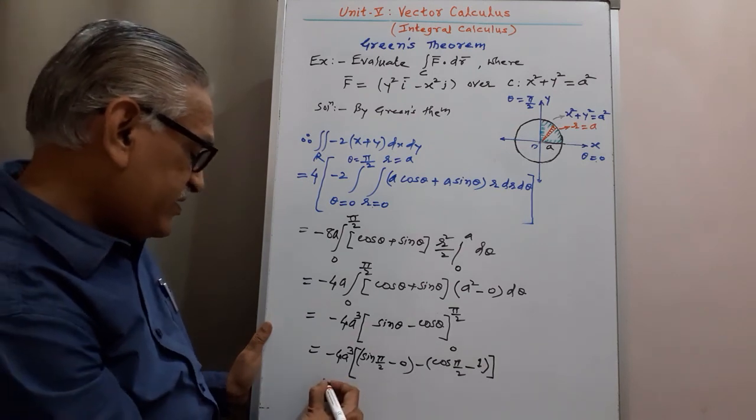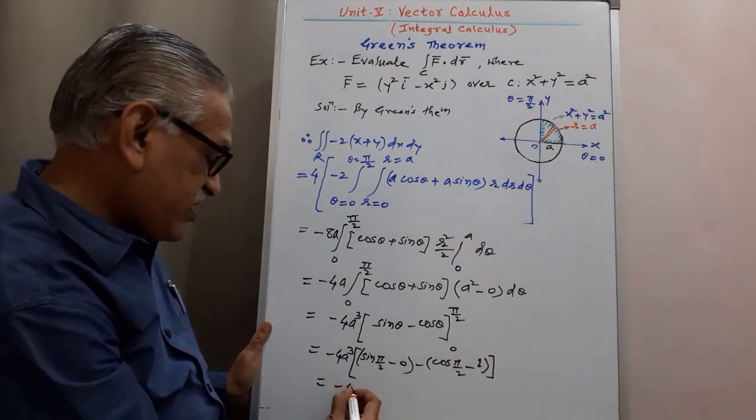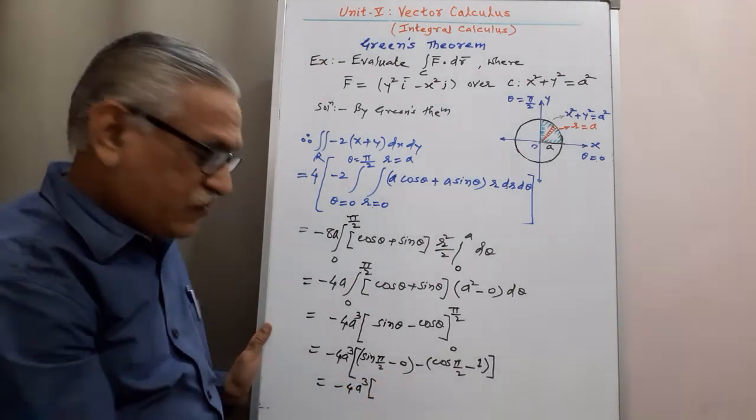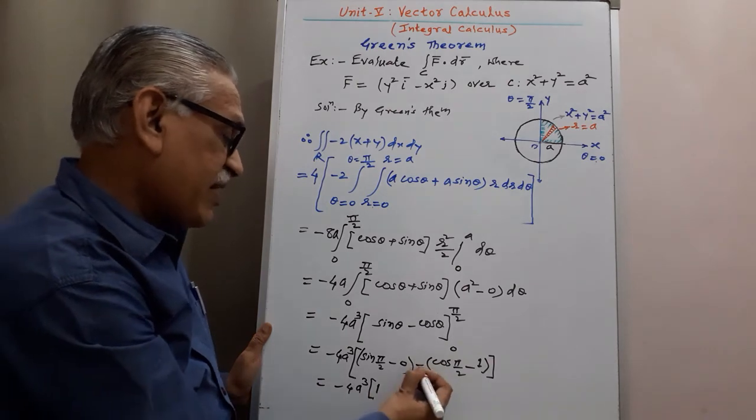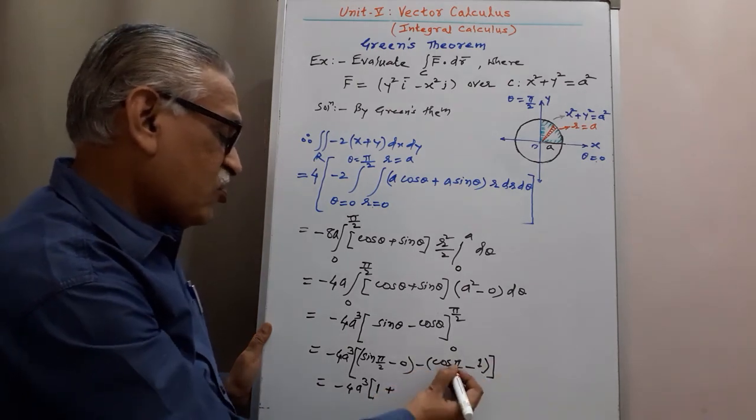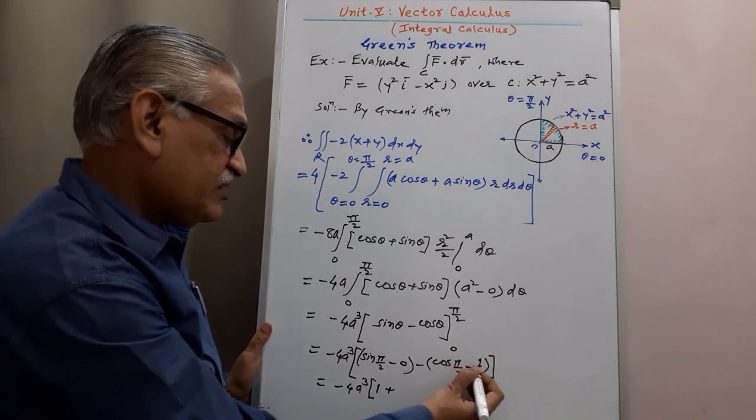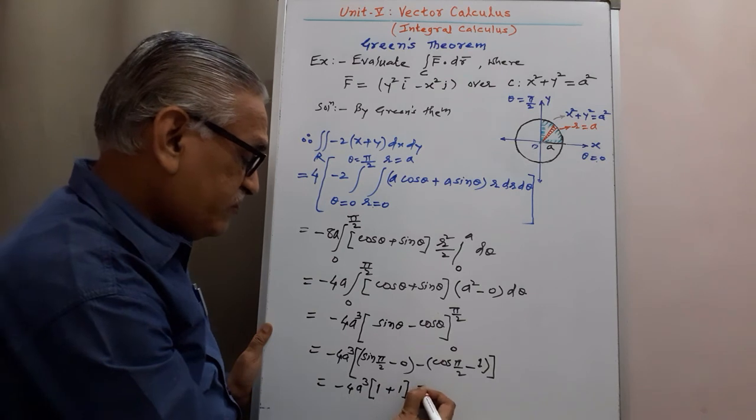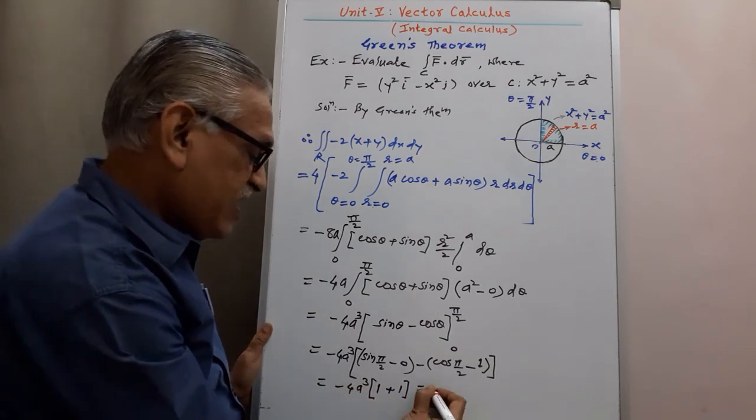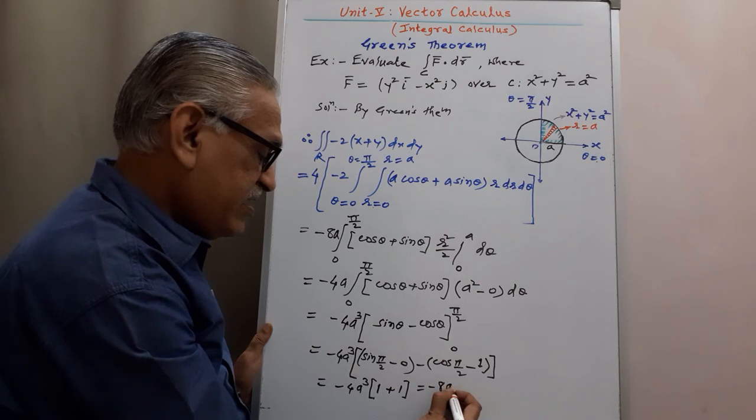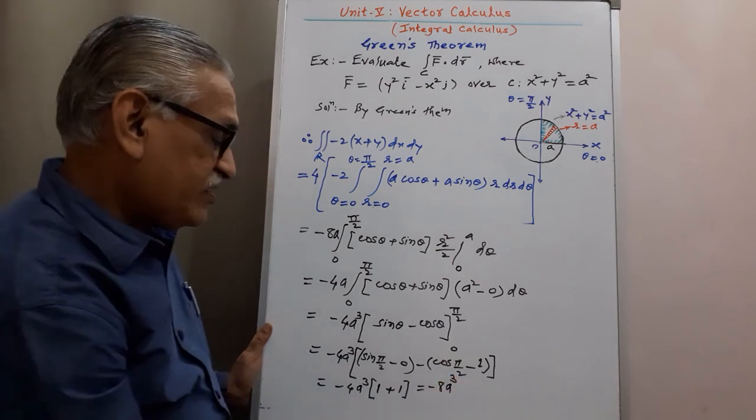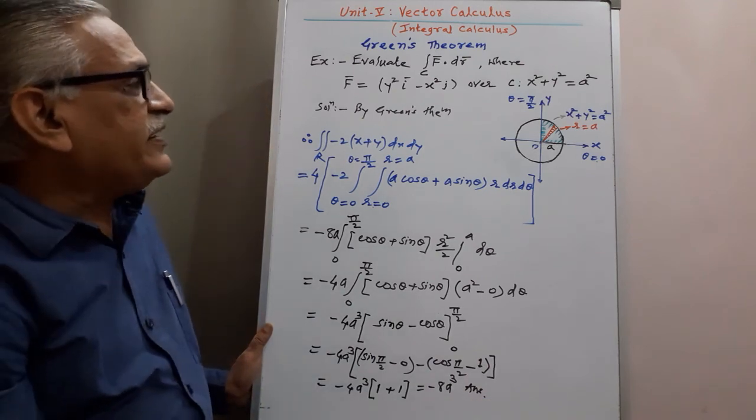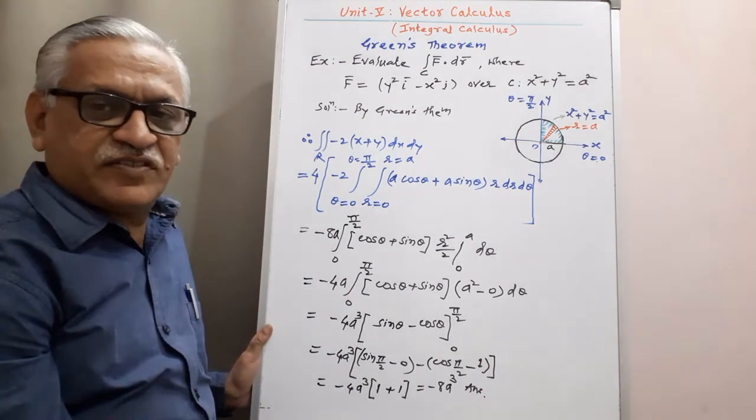Therefore we get the value as minus 4a cube into the value of sin pi by 2 which is 1, minus minus becomes plus, cos pi by 2 is 0, therefore it is plus 1. 1 plus 1 we get 2, into this 4 we have minus 8a cube as the answer, or the value of that line integral of F bar dot dr bar by Green's theorem.